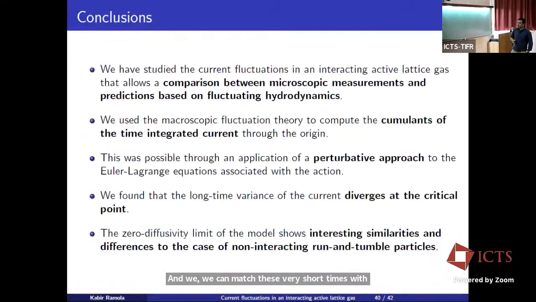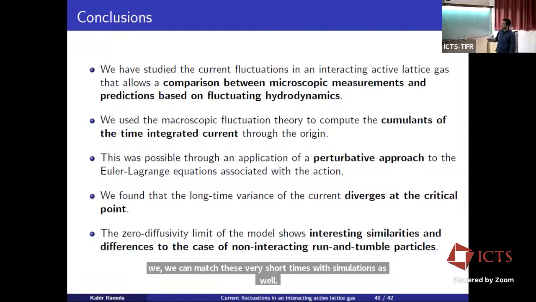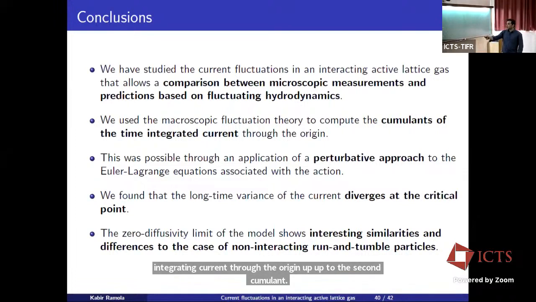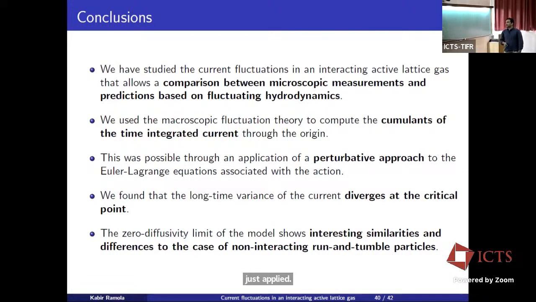In conclusion, we studied the current fluctuations in an interacting active lattice gas that allows a comparison between microscopic measurements and predictions based on a fluctuating hydrodynamic theory. We used MFT to compute the cumulants of the time integrated current through the origin, up to the second cumulant. This is possible because of a perturbative approach, which we applied. We found the long time variance diverges at the critical point, which we would like to study further. The 0 diffusivity limit of this model has interesting similarities with the 0 diffusive case of the non-interacting run-and-tumble particles, but also shows differences because of exclusion.